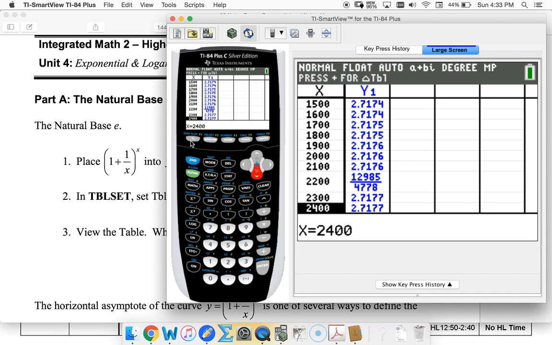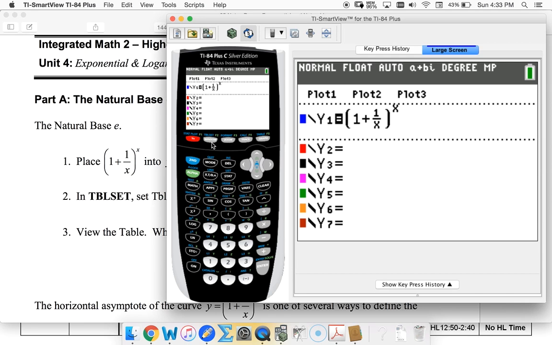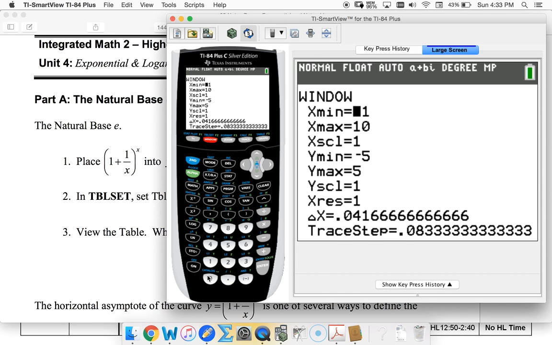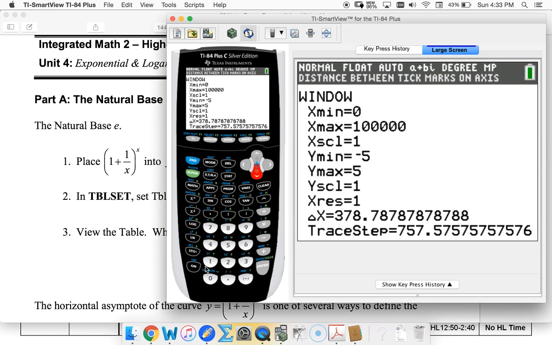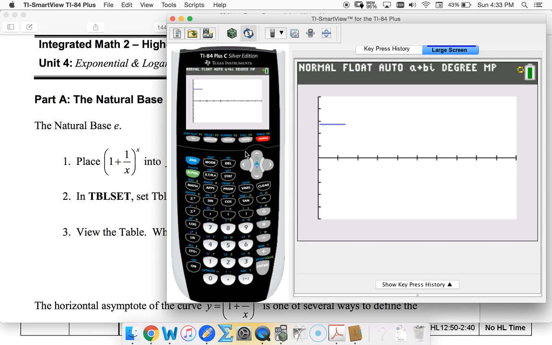So if I look at my graph, so I'm going to take my window and I'm going to go from, let's say, 0 up to, let's say, 100,000. And then I'll count by 10,000s. Okay. So even from the beginning, I look asymptotic.